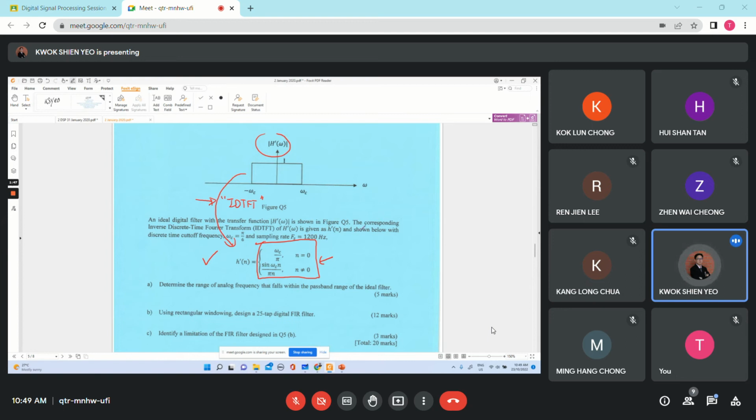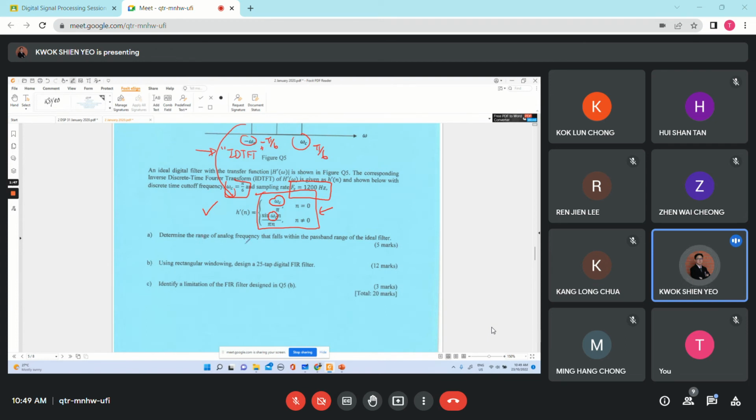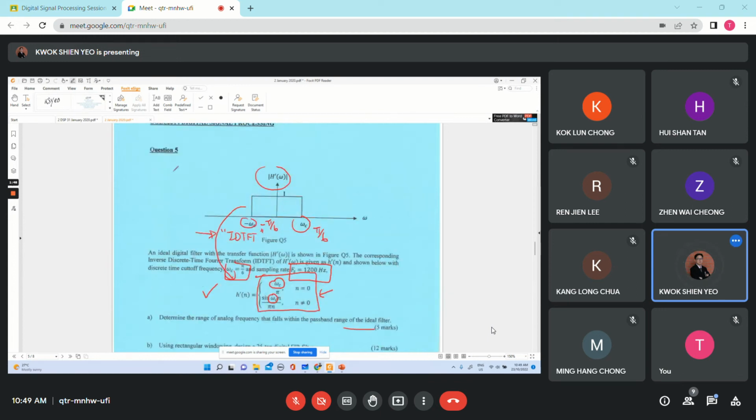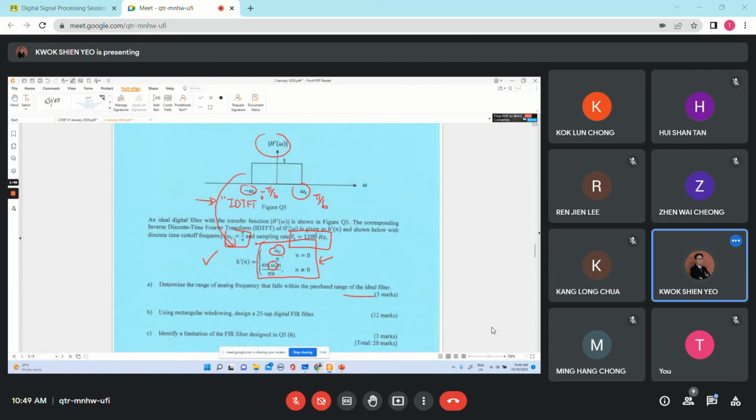So the question asks: the sampling rate is given, omega c is given. Here is pi over 6, this is minus pi over 6. So you can write down omega c into the H' already, which is pi over 6. Determine the range of analog frequency that falls within the passband range of the ideal filter. Determine the range. This one is a bit tougher, the question that I gave to you.